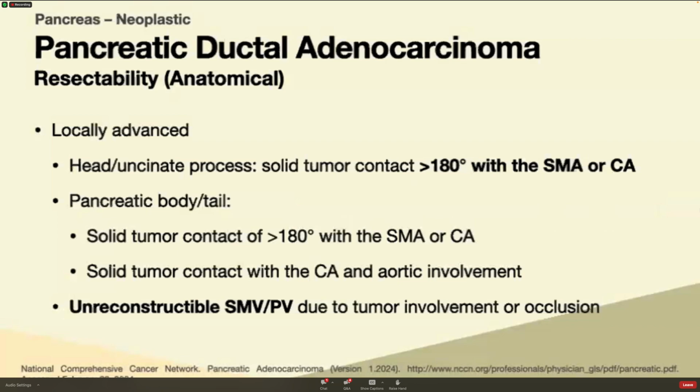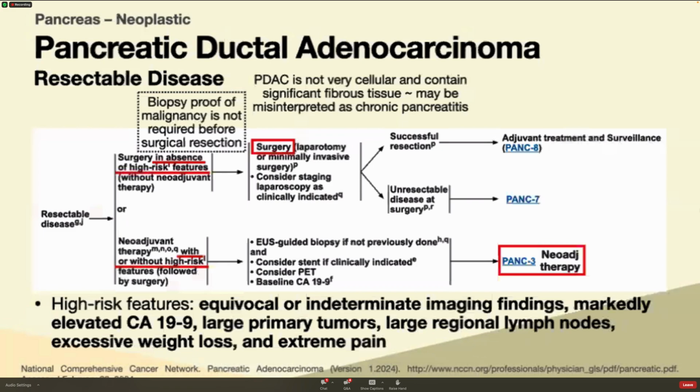Then for locally advanced, or what we used to call unresectable, these are tumors with arterial contact of more than 180 degrees and unreconstructable SMV or portal vein tumor involvement or occlusion. So for resectable disease, if there's absence of high-risk features, then you can proceed with doing the surgery.